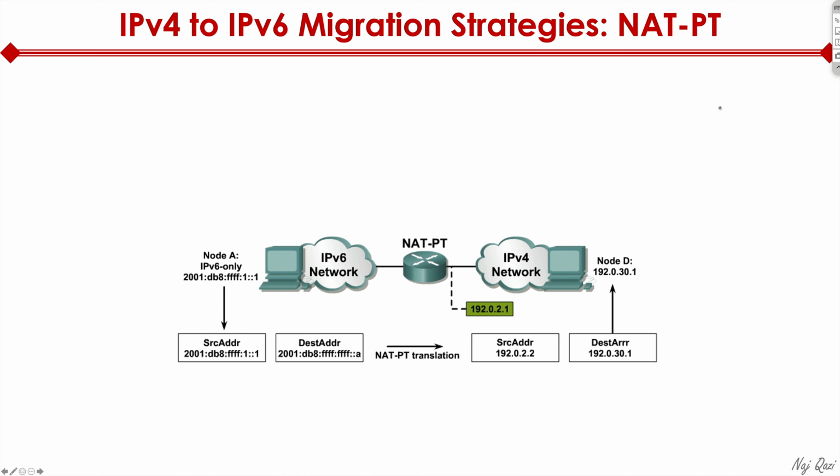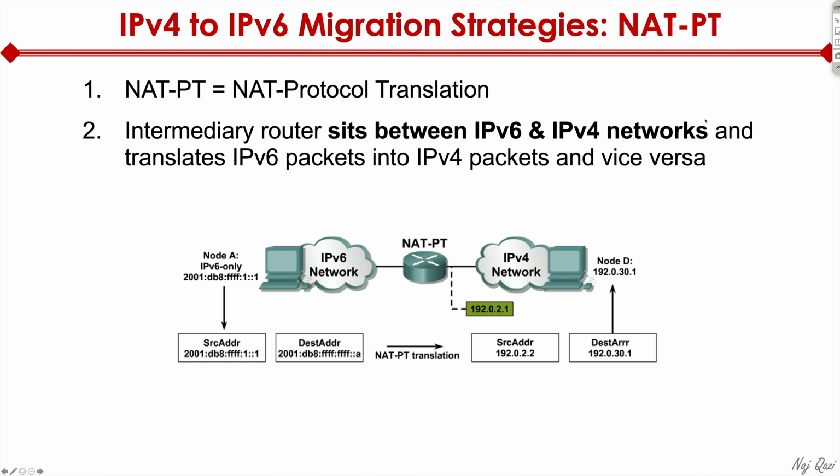The next strategy is called NAT-PT. It stands for NAT Protocol Translation. And what happens in this scenario is we've got this router in the middle that becomes the intermediary, and it's capable of translating IPv6 into IPv4 and vice versa.